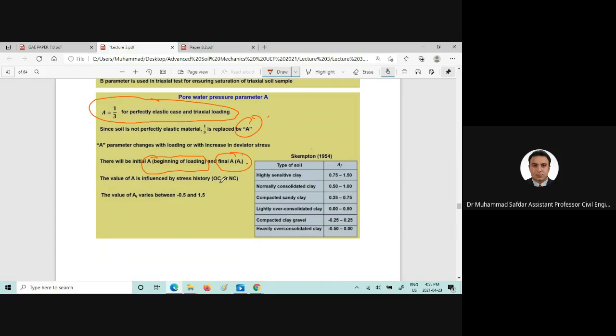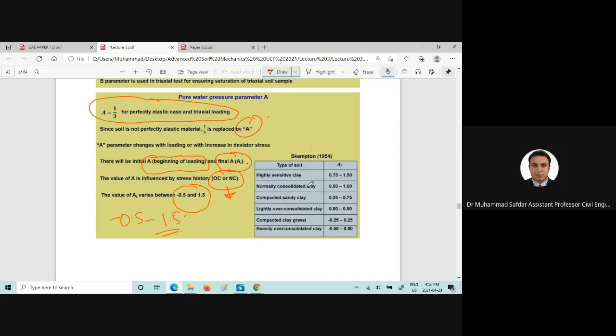Now, that A parameter is dependent upon whether it is normally consolidated clay or over consolidated clay, depending upon the stress history, or even the dense state or the loose state. Typical values were also presented by Skempton. He noted that the AF parameter will vary from minus 0.5 to 1.5.